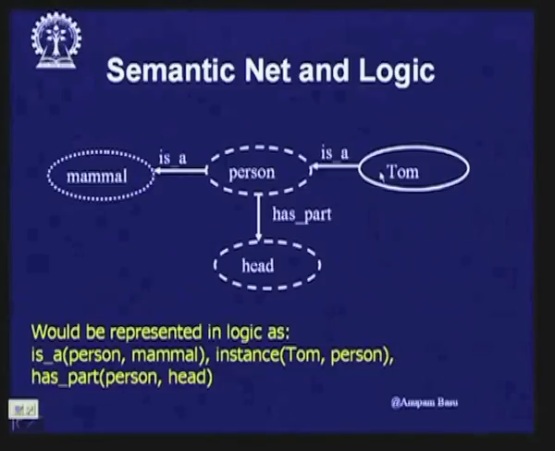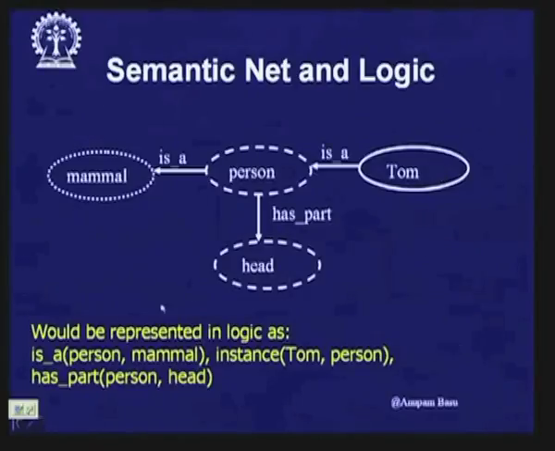Here you see that Tom is a person, person is a mammal, and person has spot head. So, if we just look at this part, I can answer some questions. Does Tom have a head? Yes, I can answer: Tom is a person and person has spot head. Yes, so Tom has head. And whatever were the attributes of mammal, I could also say those attributes are valid for Tom.